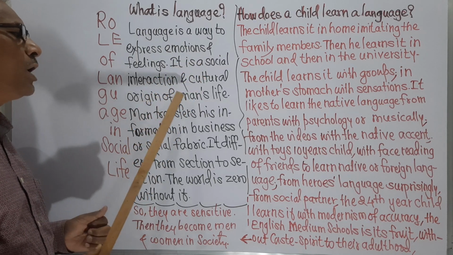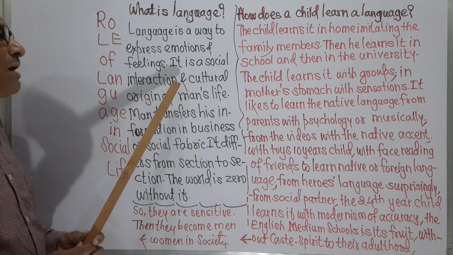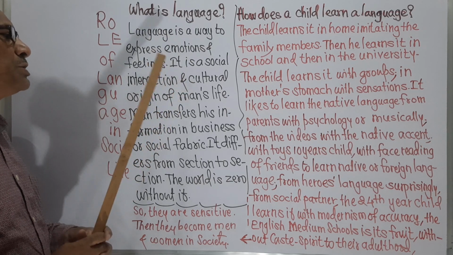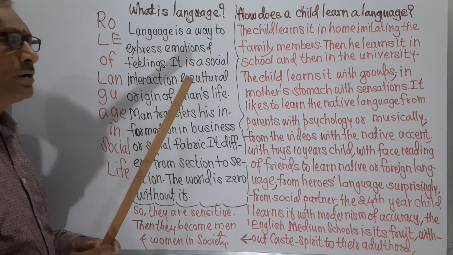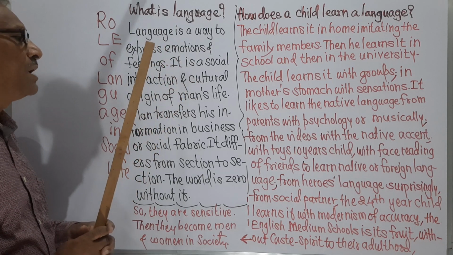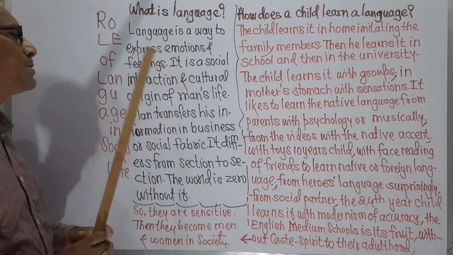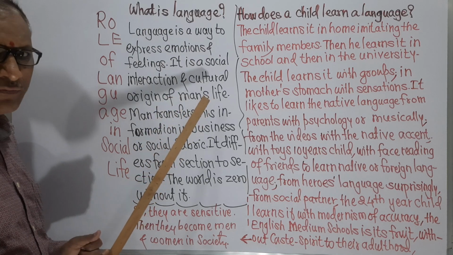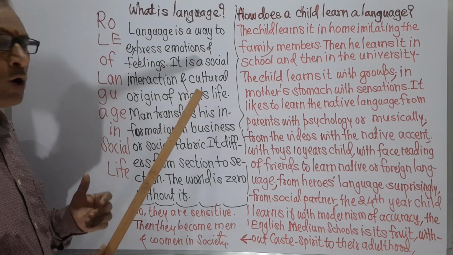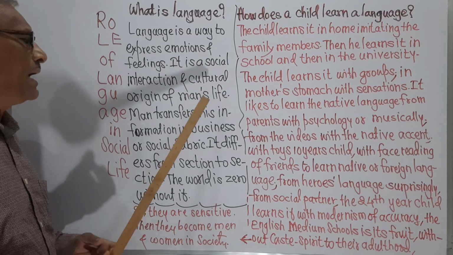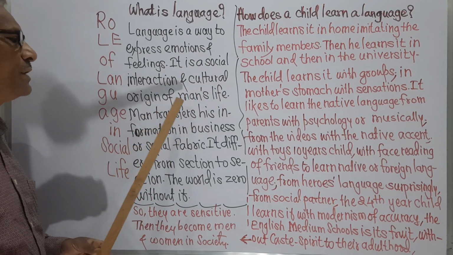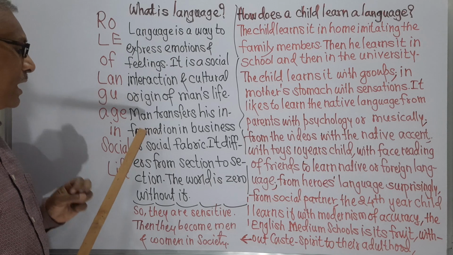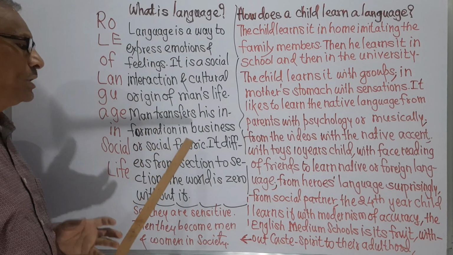And cultural origin of man's life. Remember, this language is the cultural origin of man's life. It means that it has come with man from his birth. That's why it is called the cultural origin of man's life. From the creation of the earth, this language has come with man, and that's why it is called the cultural origin of man's life.